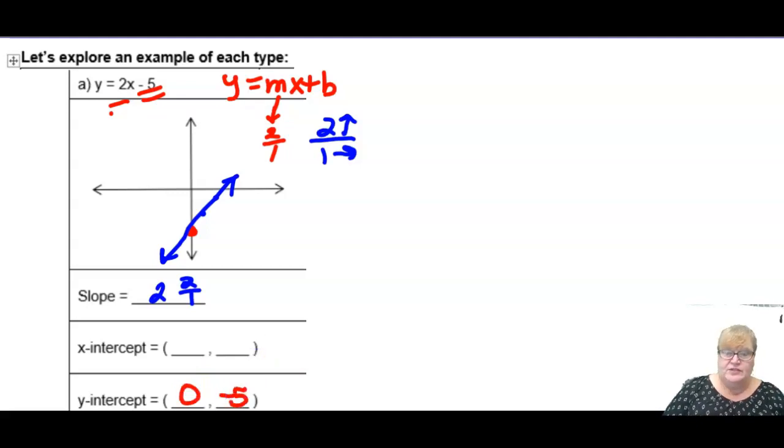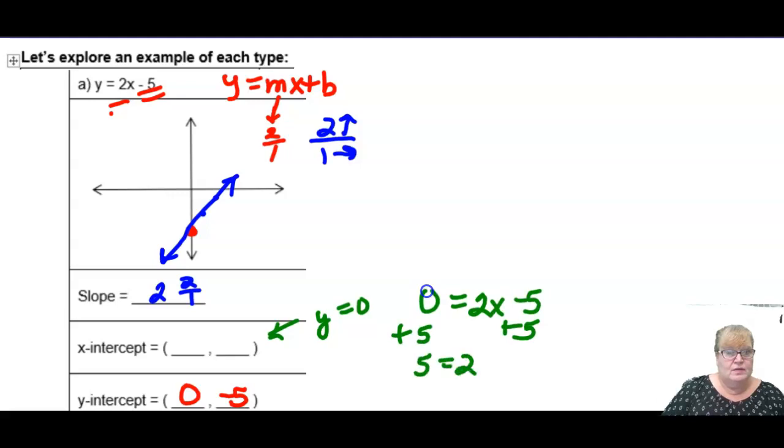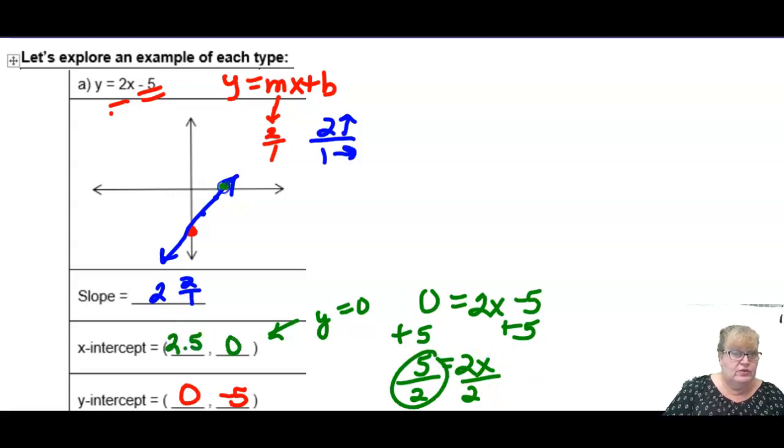To find the x-intercept, we can go back to the equation. X-intercept means y equals 0. So you'd get 0 equals 2x minus 5. Add 5 over to this side, divide by 2, and we should have 5 halves, or 2.5, as where it would cross here, okay?